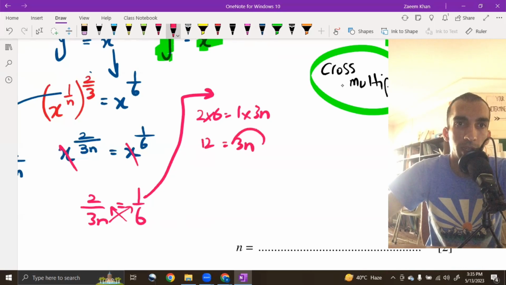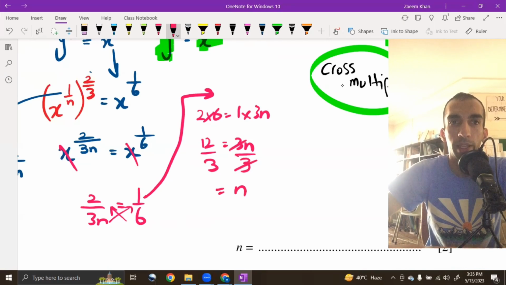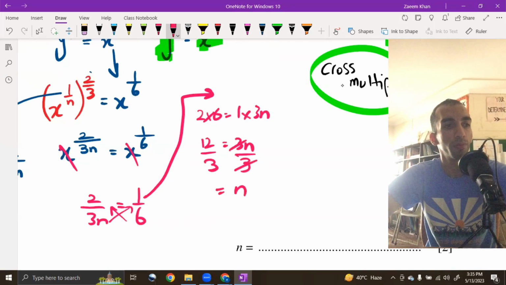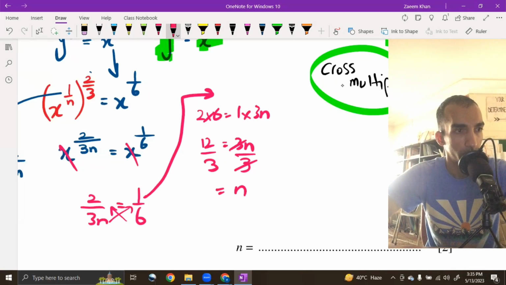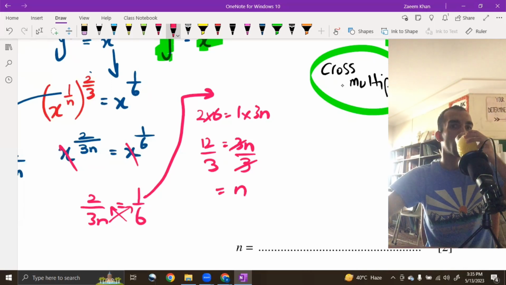How do I isolate n? How do I get rid of this 3? You divide them by 3, on both sides, right? We're just left with n. Now, what is n equal to? n equals 12 divided by 3, which is 4.